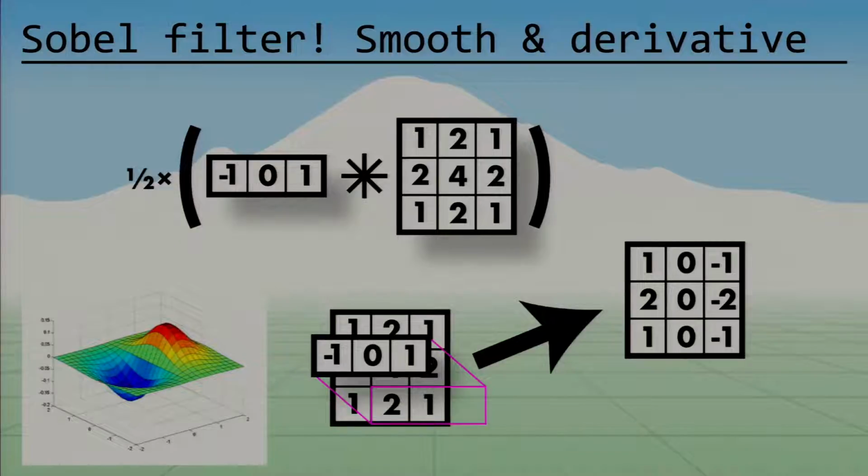Is everyone clear on derivatives and Gaussian smoothing and where these Sobel filters come from? Any questions about that kind of stuff?